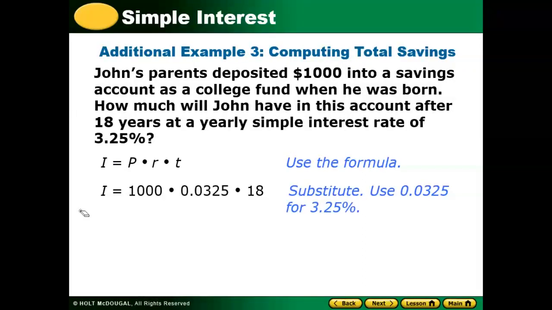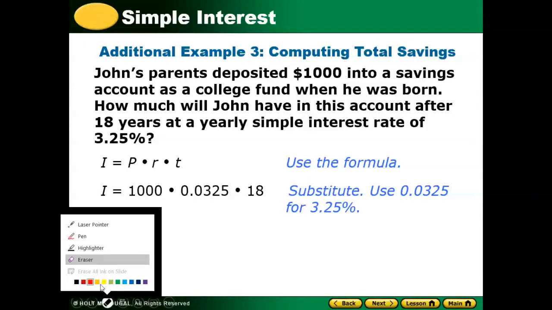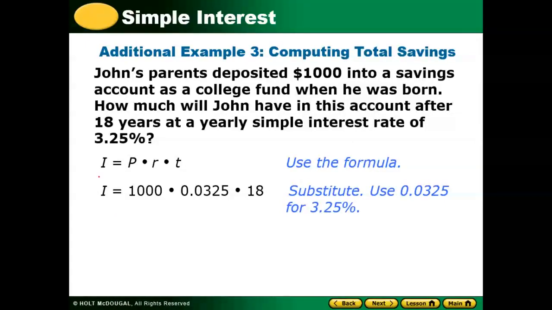So I equals PRT. In this case, we're being asked to find how much interest is earned in 18 years, right? But they want to know how much he will have in his account. So that's the tricky thing here. He's not just going to have the interest amount in his account. It's going to be the amount, right? So it's going to be whatever was originally deposited plus the interest earned.